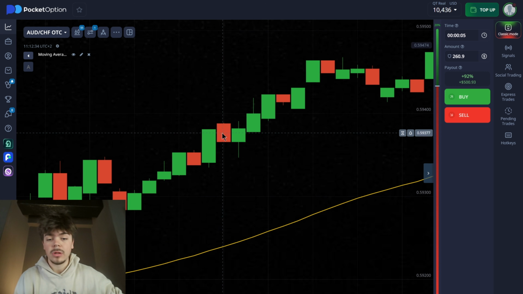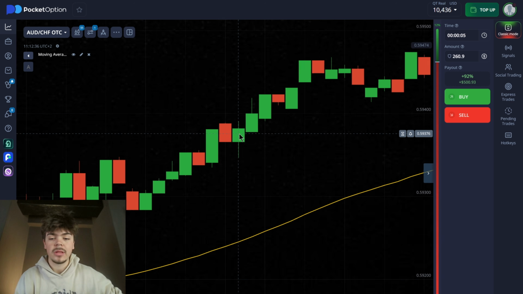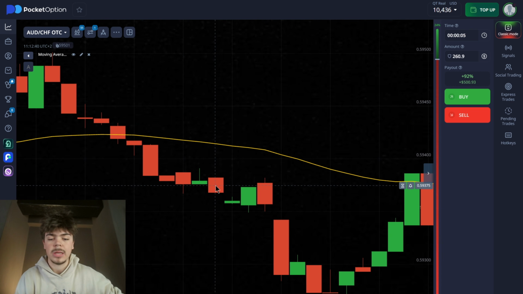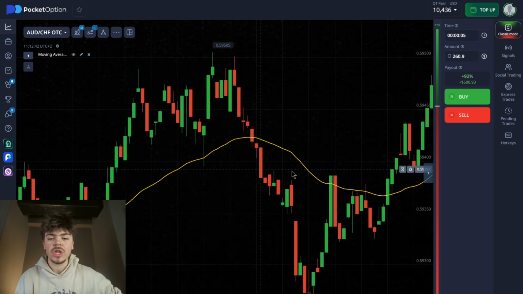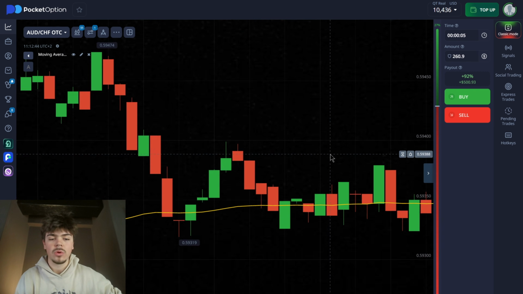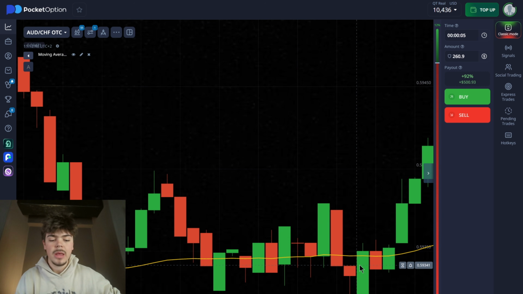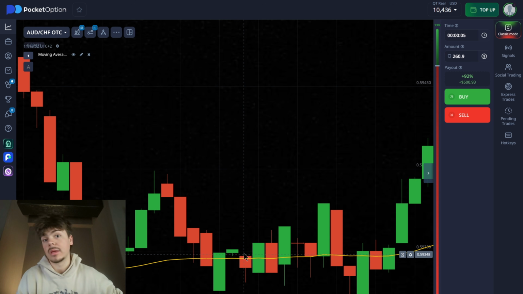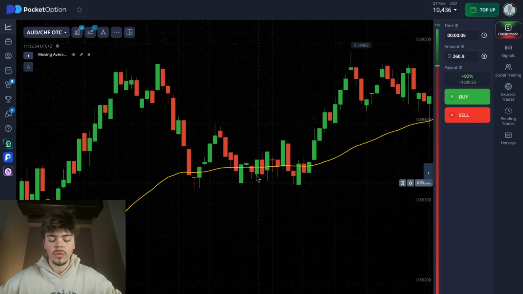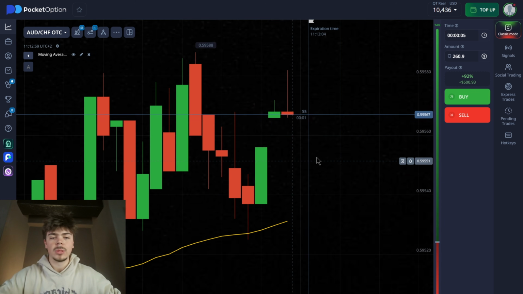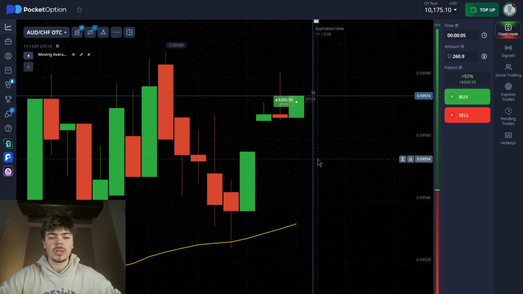But in uptrends, I'm going to be looking for single red candles and buying on the next candle. In downtrends, I'm going to be waiting for single green candles and selling on the next candle. In ranging markets or sideways markets, if you want to call it that, closer towards the EMA line, I'm going to be looking for 2 reds and then buying on the next candle, or 2 greens and then selling on the next candle. That's literally all that I'm going to be doing through the session. Obviously, some other trades might be a little bit more spontaneous, but let's get straight into the session.